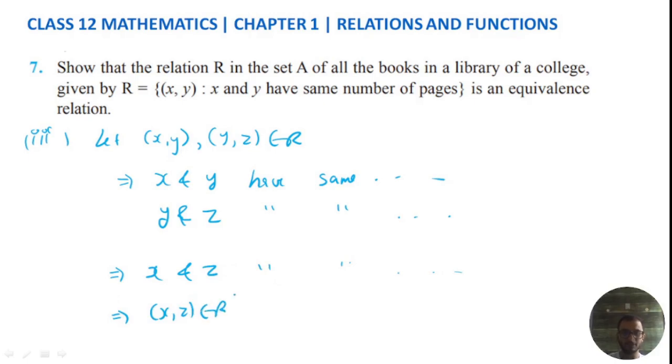So we are done, right? We have shown that it is reflexive, then we have shown it is symmetric, and now we have shown it is transitive. So we are done, because for equivalence we needed to show reflexive, symmetric and transitive. Okay, so we are done with this question. Let's move to the next question.